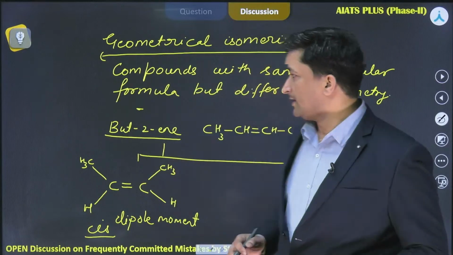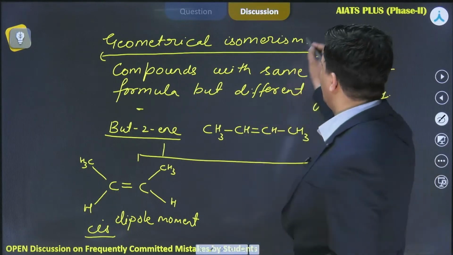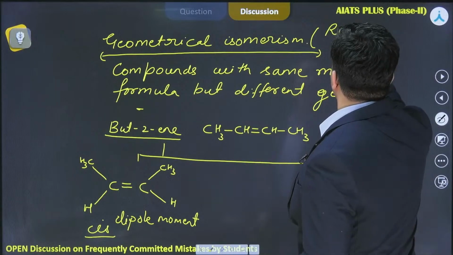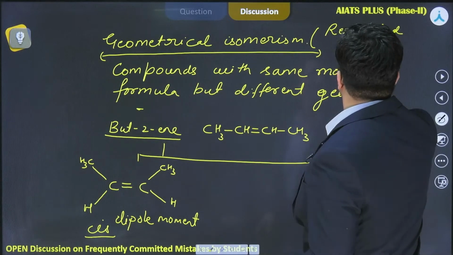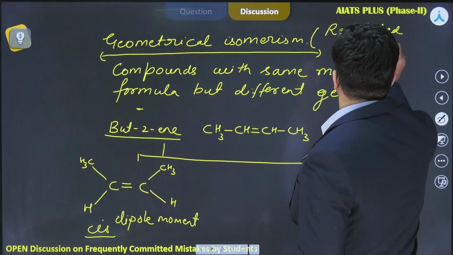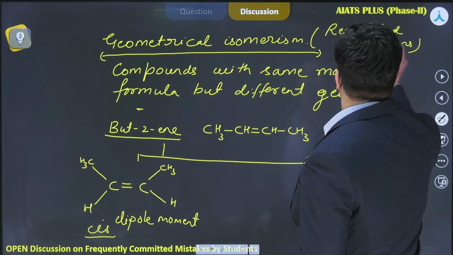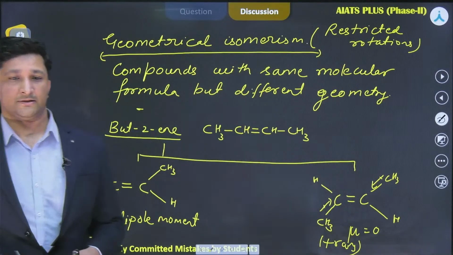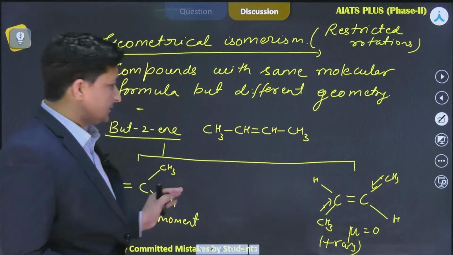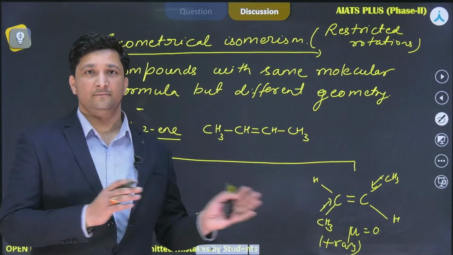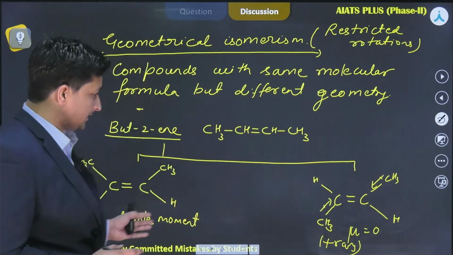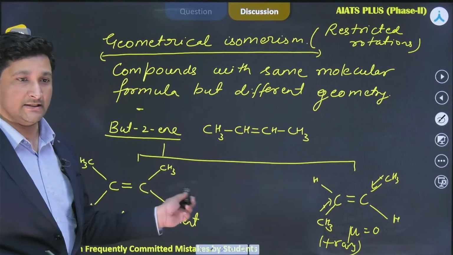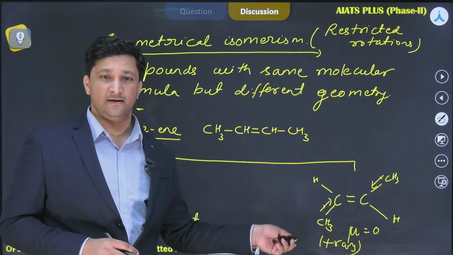Note down this concept: in geometrical isomerism, restricted rotation is there. But in case of conformation, there is no restricted rotation. So that's why conformers are a different thing. They are not geometrical isomers. And one more thing, you can easily separate these two compounds based on their physical property.